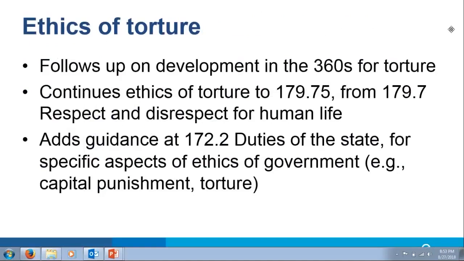We considered putting it at 172.2, where ethics of government are, since governments are often the bodies enacting torture. We didn't like the idea that we would list torture at a place called duties of the state, suggesting that a state should do such things. We considered changing that caption instead, but put it with respect and disrespect for human life, where issues such as capital punishment are.